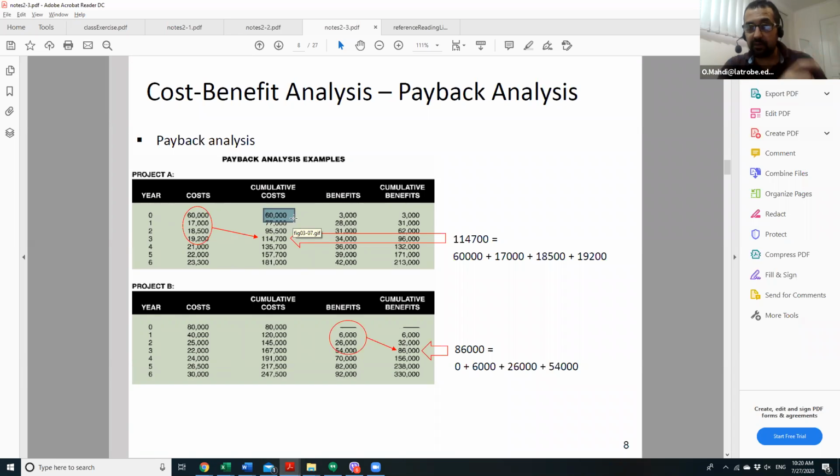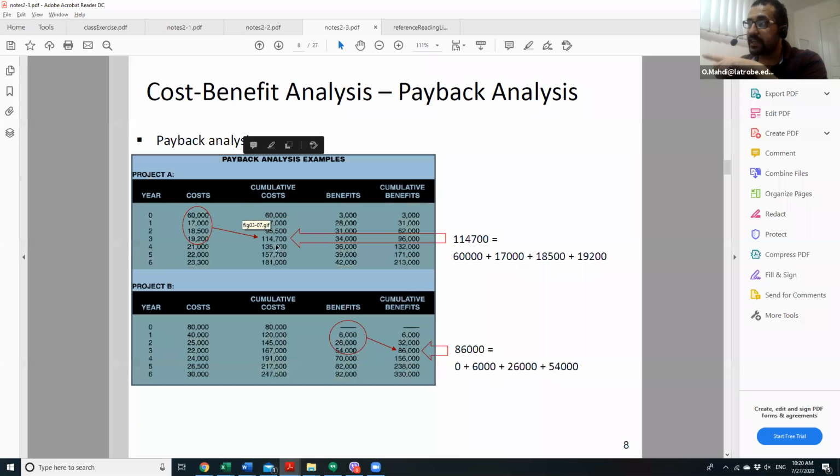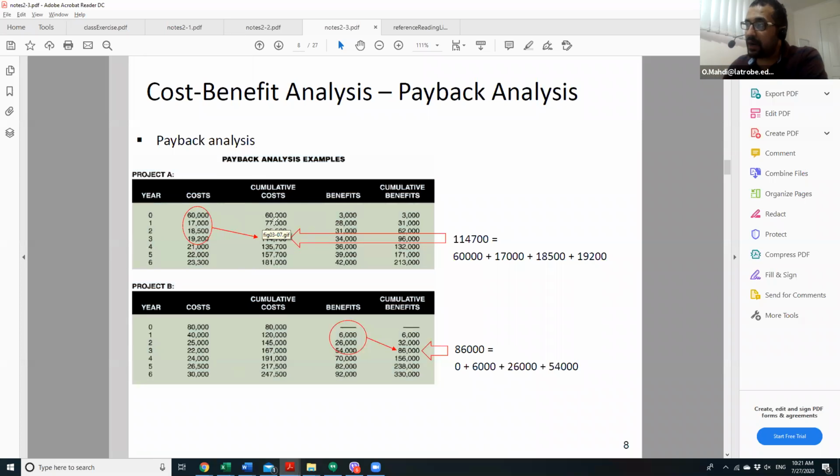If the initial cost was, for example, 50,000, then the initial cumulative cost will be 50,000. If it was 100,000, it will be 100,000 as well. It's always the same value. Now, for the second one, what is the cumulative cost for the second year?